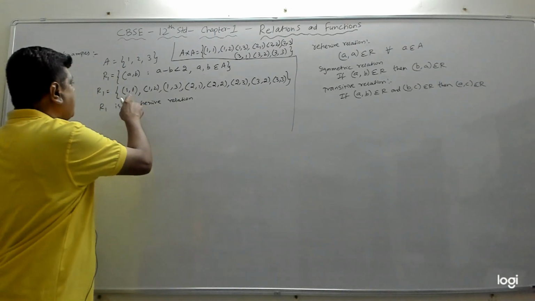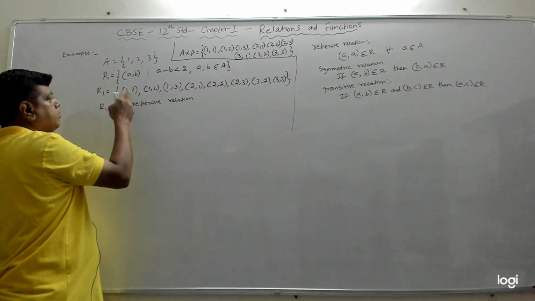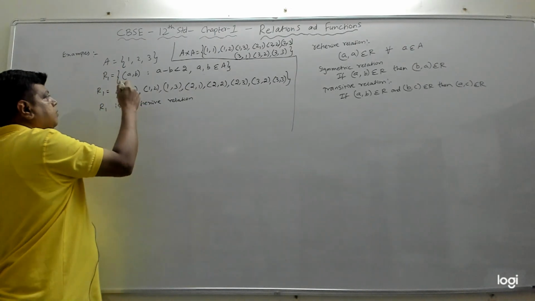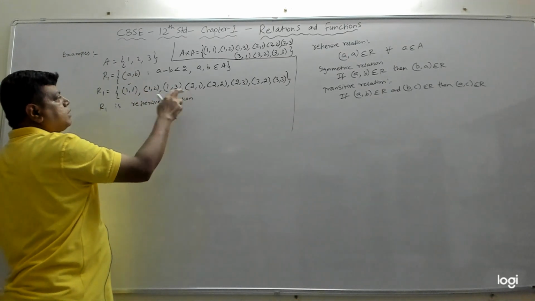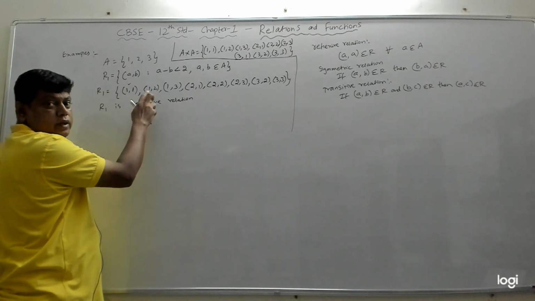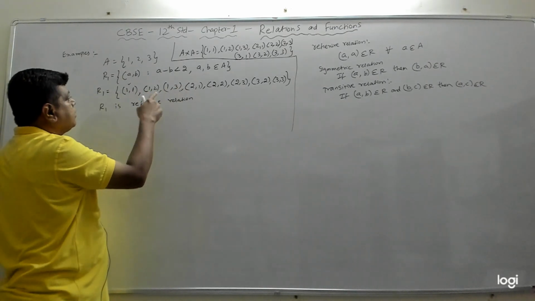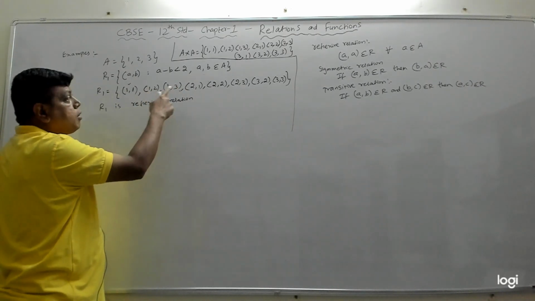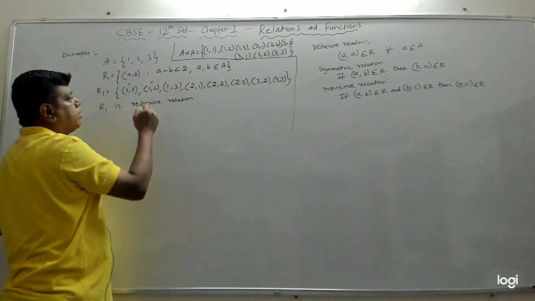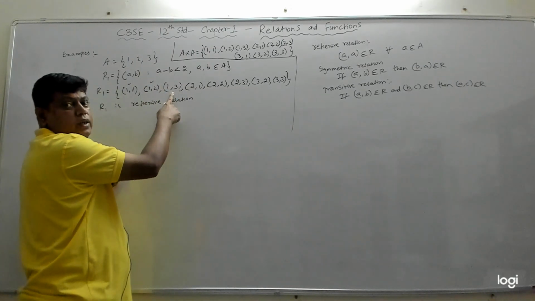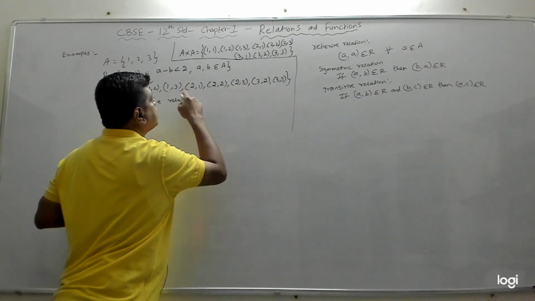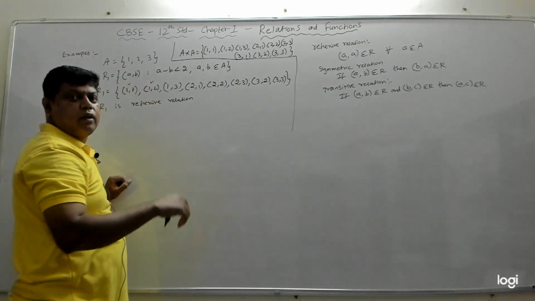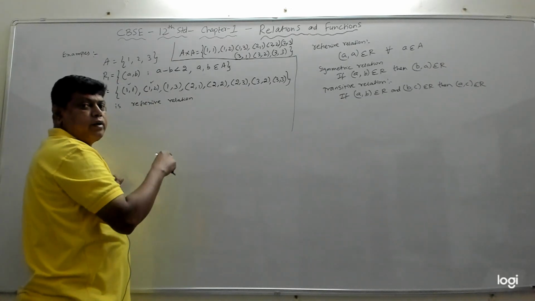Right? So here 1 comma 1 is there. This is A comma B. The reverse is B comma A, which means 1 comma 1, which is there. Then 1 comma 2. The reverse is 2 comma 1. When 1 comma 2 is there, its reverse also should be in this set. 2 comma 1 is there. So this is also okay. Then again take 1 comma 3. What is the reverse of 1 comma 3? 3 comma 1. Is 3 comma 1 there? No. 3 comma 1 is not there. Therefore, it is not symmetric.